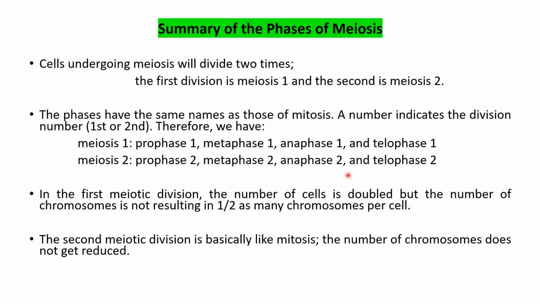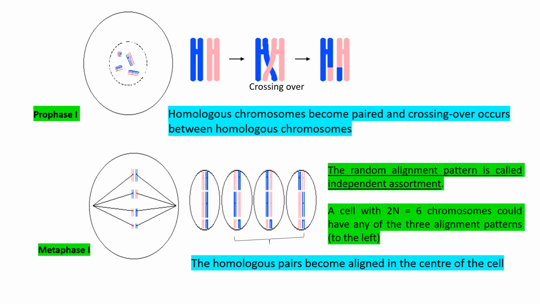In the first meiotic division, the number of cells is doubled, but the number of chromosomes is not doubled, resulting in half as many chromosomes per cell. The second meiotic division is basically similar to the process of mitosis. The number of chromosomes does not get reduced. So let's have a look.